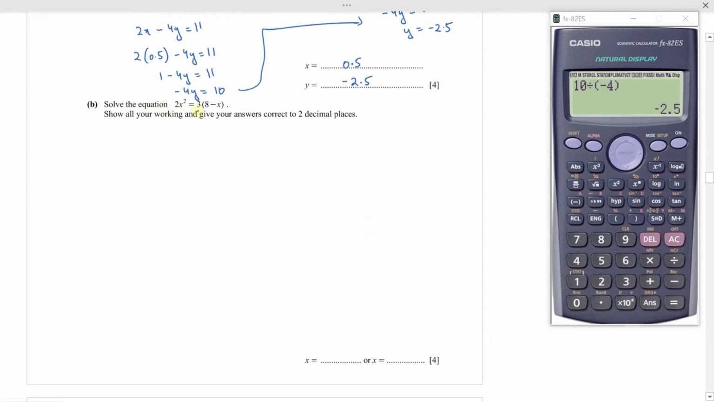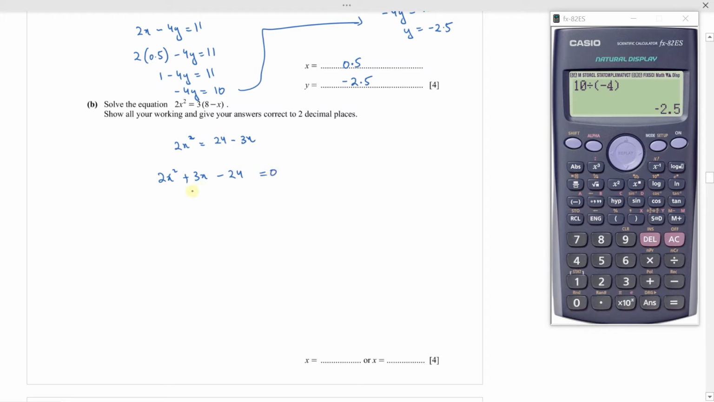Part B is solve the equation 2x square equals 3 into 8 minus x. Show all your working and give answer correct to 2 decimal places. So let me first open this bracket. So I will get 2x square equals 8 threes are 24 minus 3x. Now let me bring everything to the left side. So 2x square plus 3x minus 24 equals 0.